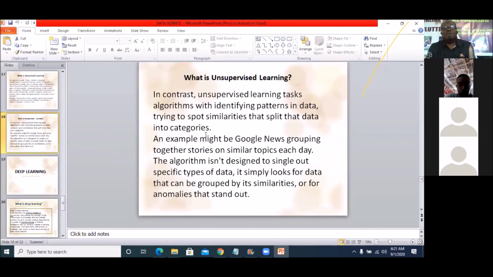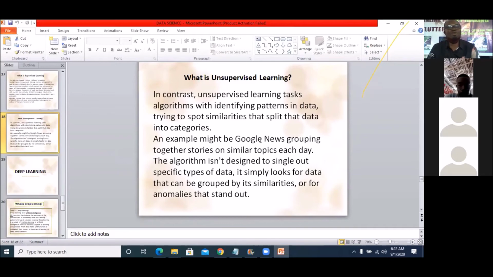So under unsupervised learning, in contrast, unsupervised learning tasks the algorithm with identifying patterns in data, trying to spot similarities that split that data into categories. So in unsupervised learning, the computer is able to identify what? Similarities in features of data and is able to split the data into categories by itself. It's not you that will do the labeling. It will split it by itself.